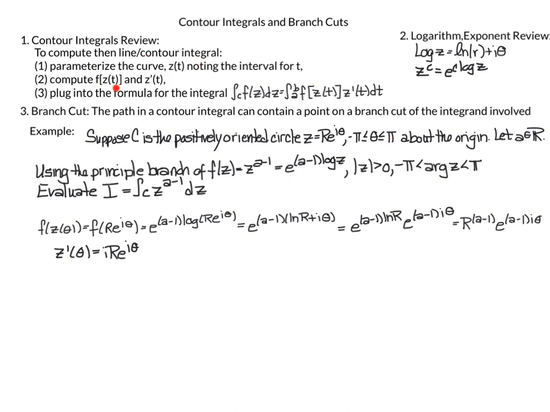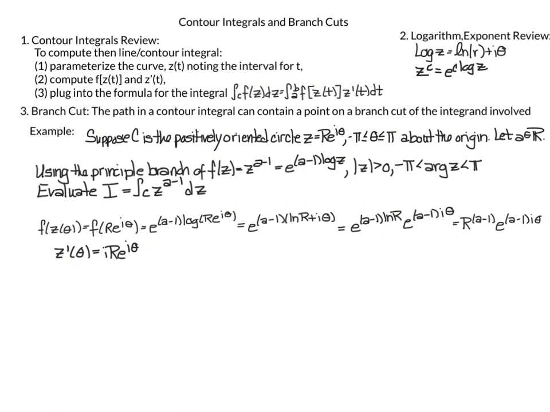Now we need to compute f composed of z and z prime of t. So f composed of z of theta, so we plug in our r e to the i theta into our f of z. So that'll give us e to the a minus 1 log of r e to the i theta. So that's what I've written here. We plug in our z, which is r e to the i theta, e to the a minus 1 log of r e to the i theta. Algebraically, I've done some algebraic manipulations until I get to r raised to the a minus 1 and e raised to the a minus 1 i theta.